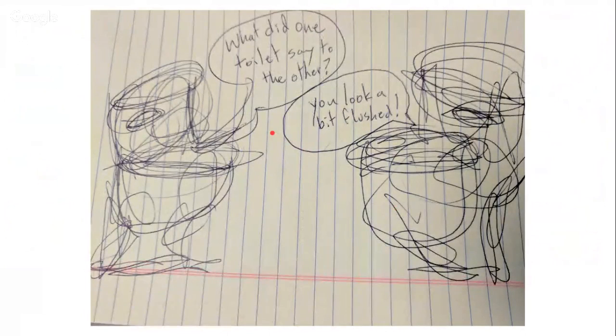Here's another joke. I drew two toilets talking to each other. This is in that humor realm. I feel that my boys would have liked this when they were growing up. What did one toilet say to the other? You look a bit flushed. Ha! So that's just another way to sketch it out. And as you can see, I made it so that the word bubbles would be in between them instead of just putting the text underneath. It's just another way to try out different styles.